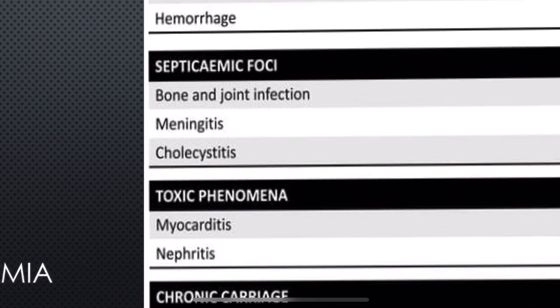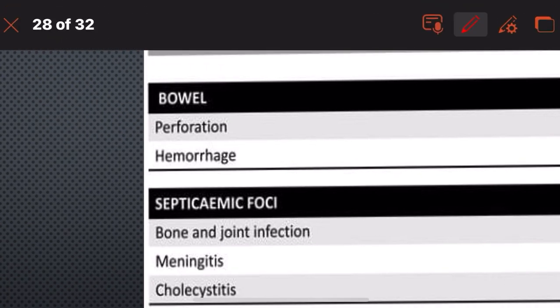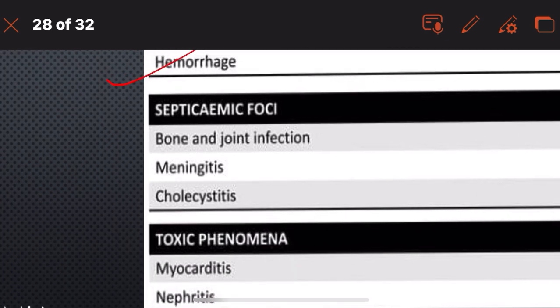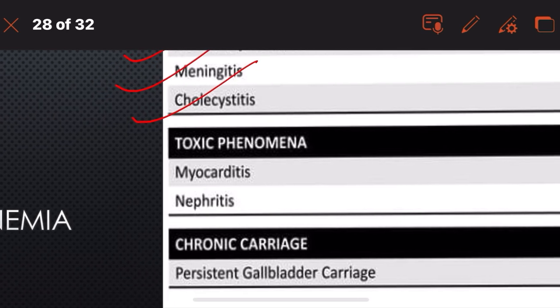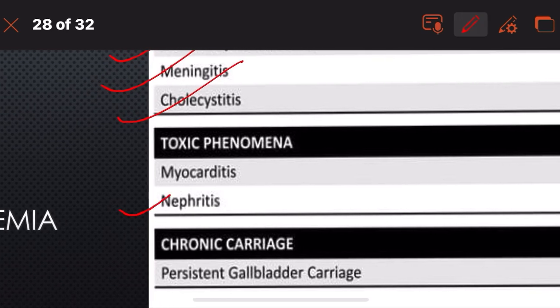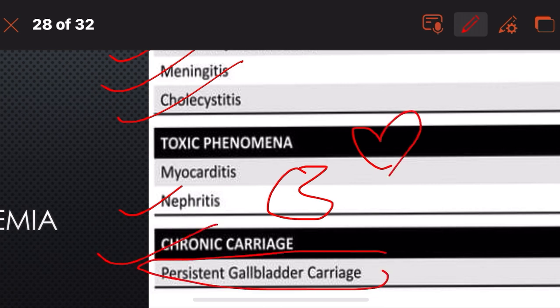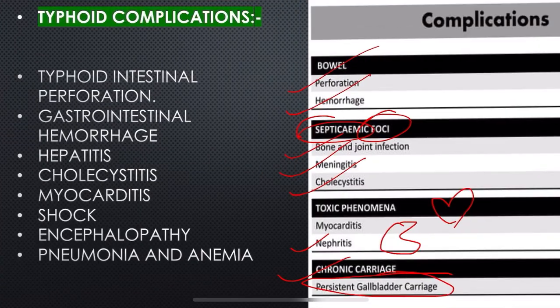Now we have categorized the complications. In the bowel, it can lead to perforation and hemorrhage. With septicemia, foci in one spot can lead to bone and joint infection. Septicemia can occur when it spreads into the bloodstream. In the brain, meningitis. In the gallbladder, cholecystitis. And then we have the toxic phenomena, where it can affect the kidneys, causing nephritis. It can affect the heart, causing myocarditis. And the chronic carrier stage can cause persistent gallbladder carriage. Is it clear?